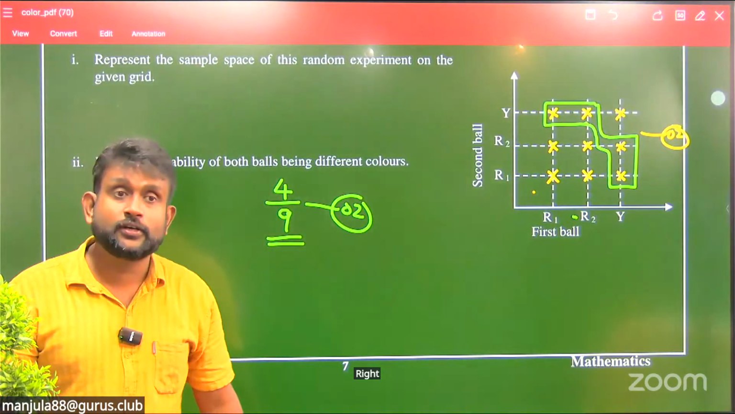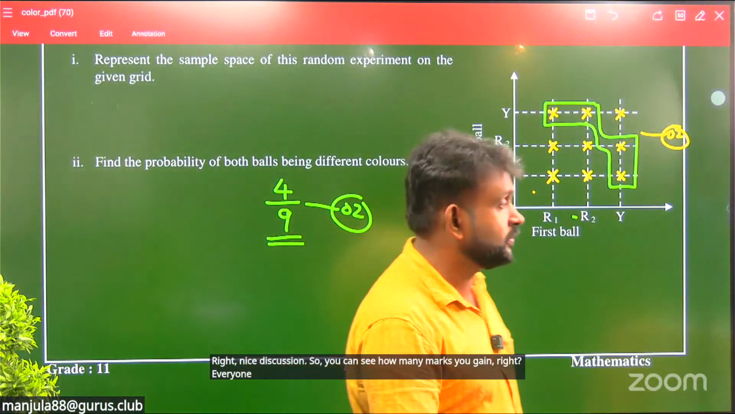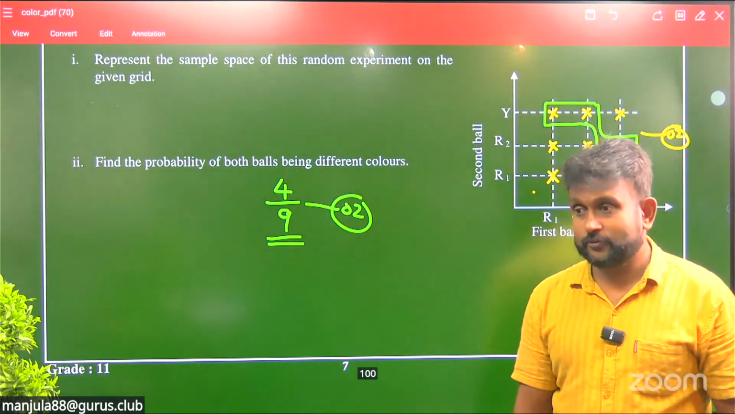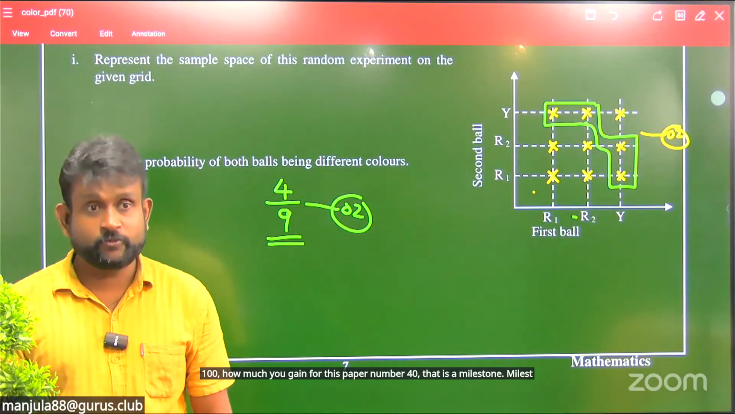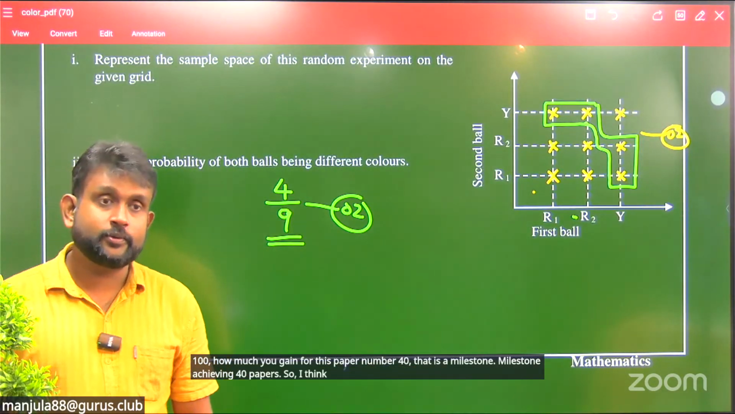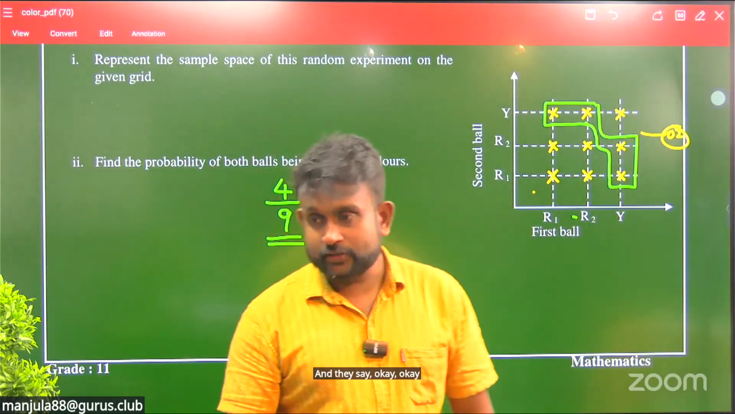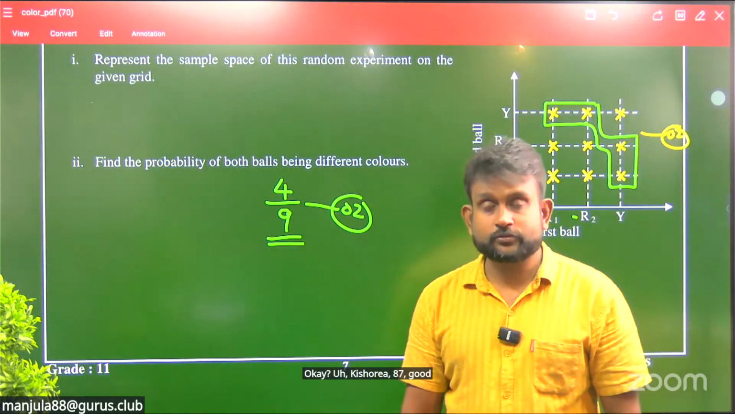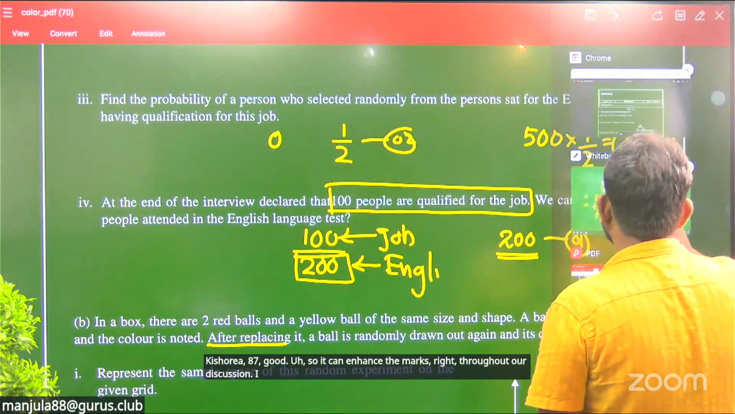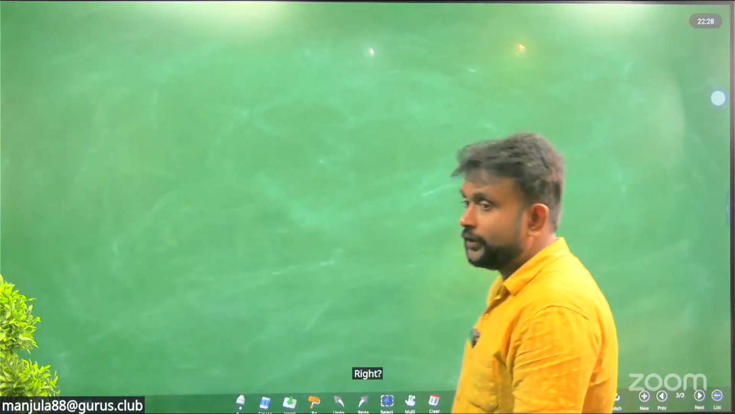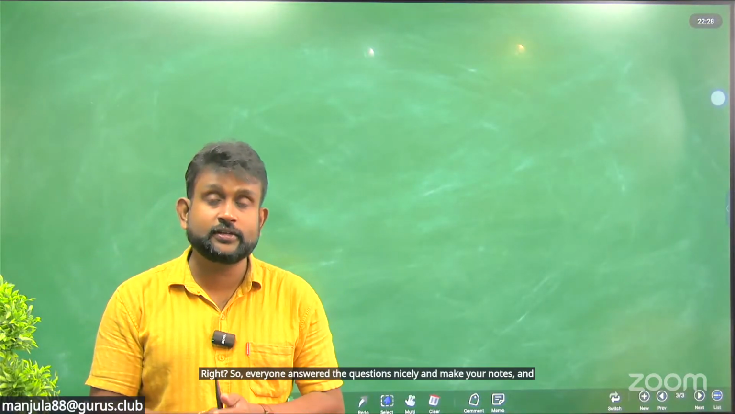Nice discussion. So you can see how many marks you gained, right? Everyone drop your marks out of 100, how much you gained for this paper number 40. That is a milestone, achieving 40 papers. So I think that is okay for everyone, except the 2 mistakes in the 2 questions. Others are okay. Kishore, 87, good. So you can enhance the marks throughout our discussion. Everyone answered the questions nicely.